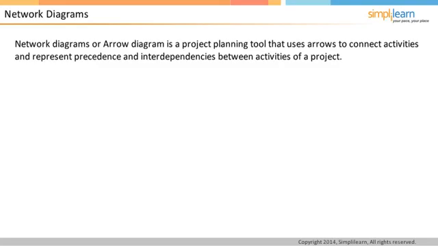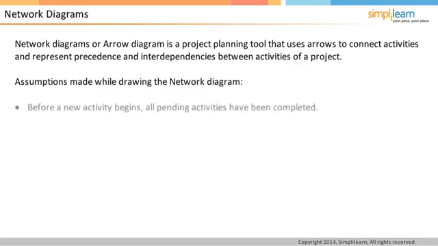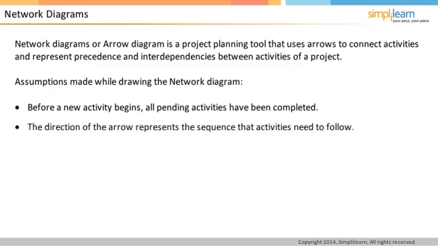There are some assumptions that need to be made while forming the network diagram. The first assumption is that before a new activity begins, all pending activities have been completed. The second assumption is that all arrows indicate logical precedence. This means that the direction of the arrow represents the sequence that activities need to follow.